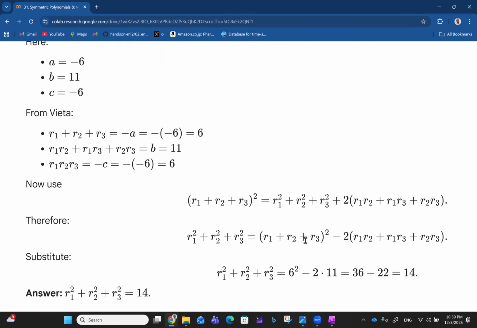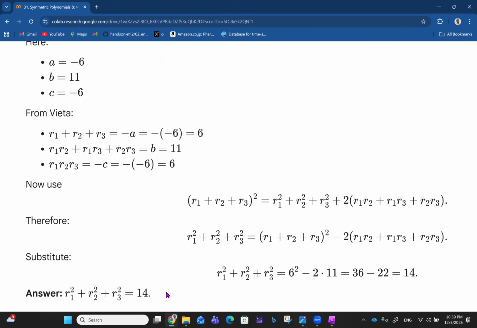So R1 plus R2 plus R3, we already found that to be 6. That'll be 6 squared minus 2 times (R1 R2 plus R1 R3 plus R2 R3). That's 11. So we have 36 minus 22, which is 14. So that helps us. We see that R1 squared plus R2 squared plus R3 squared is 14. So without solving for the actual roots, we can actually do this.